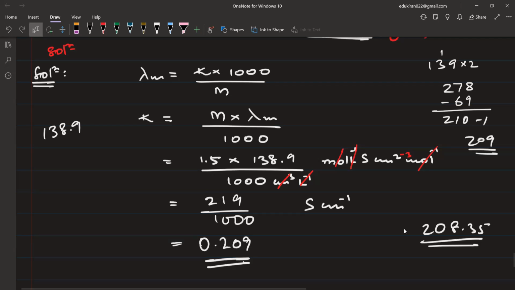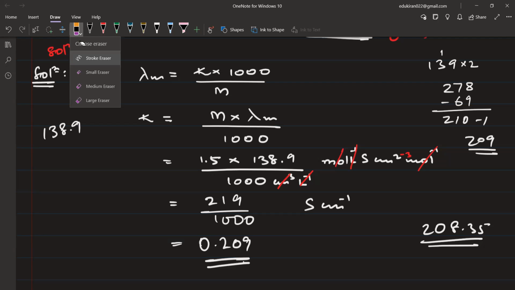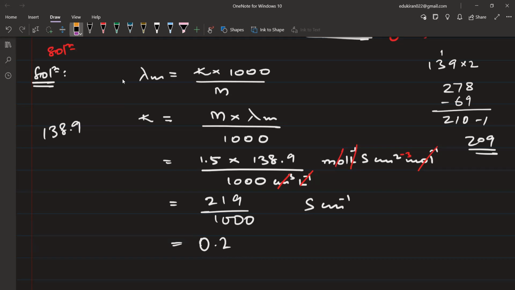Why are you getting that much? If you calculated properly, I mean, I have not taken 138.9, actually I took 139, and then I halved it, and I also took 140 and halved that. Whatever we are getting, we can approximate it to 2.1. Right, we can approximate this to 2.1 Siemens per centimeter. Got it, right? So please tell me.